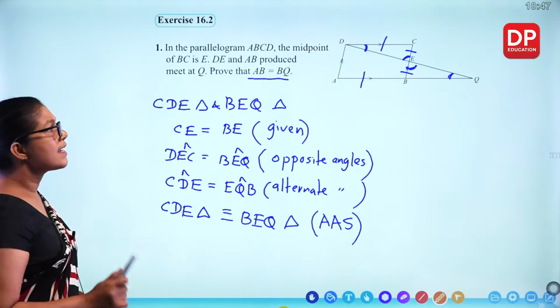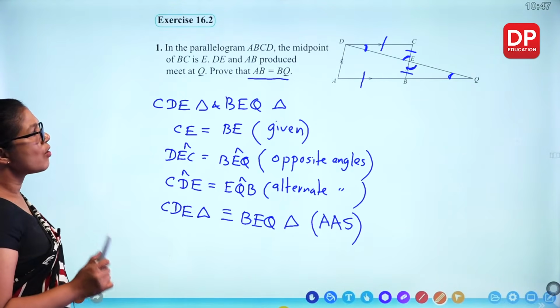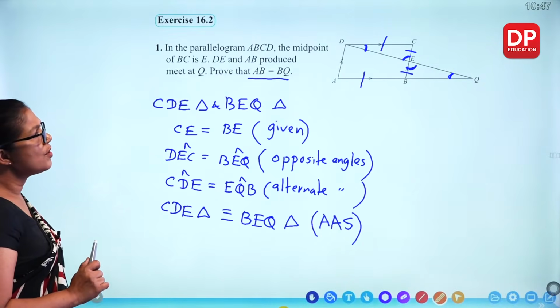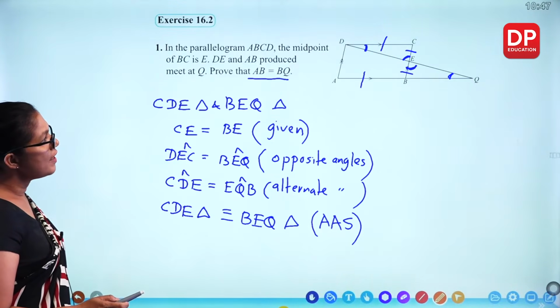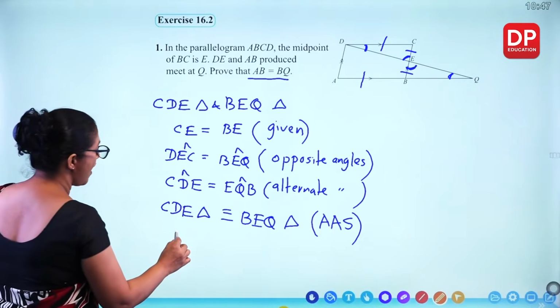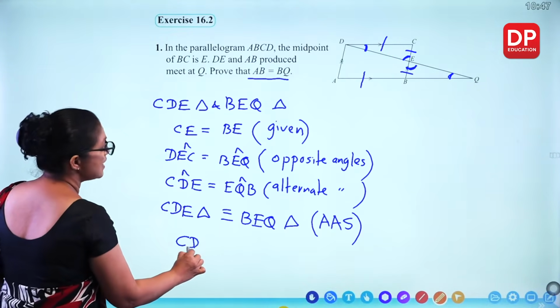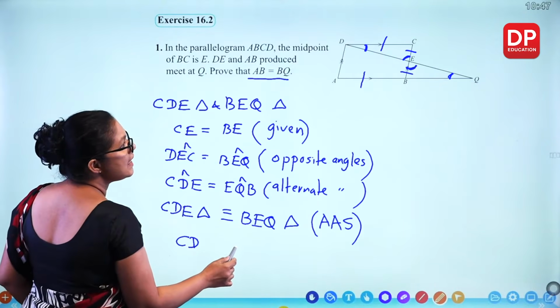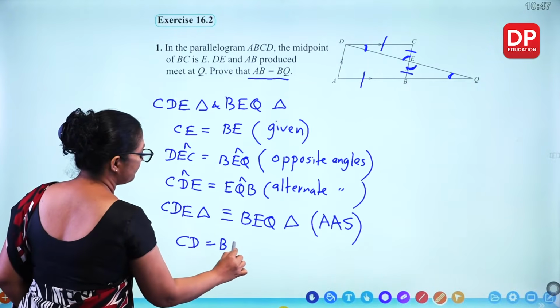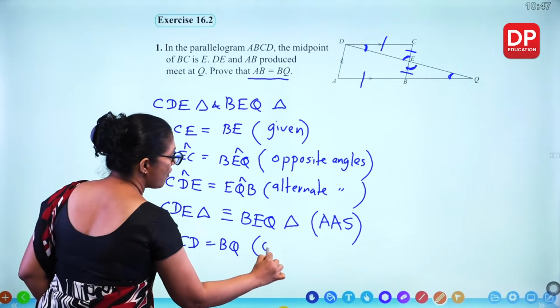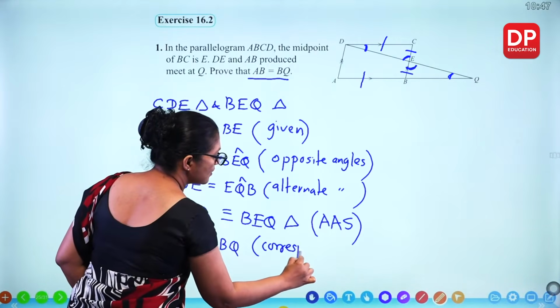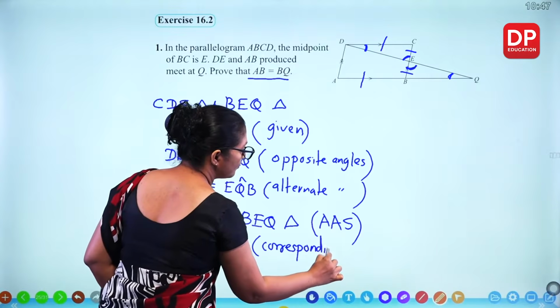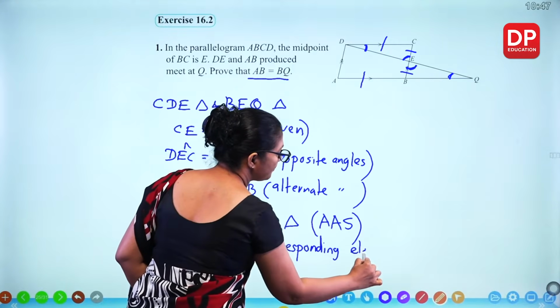If the two triangles are congruent, the corresponding elements are also equal. So corresponding elements, I can write CD, opposite to this angle, is the same as BQ. Corresponding elements.